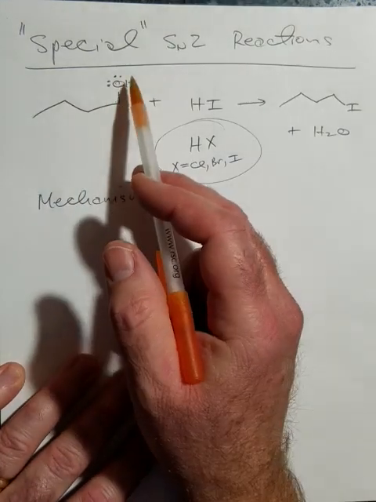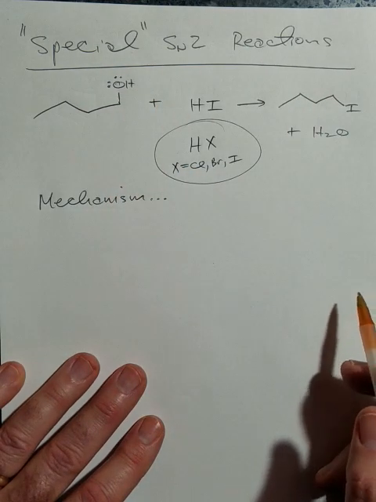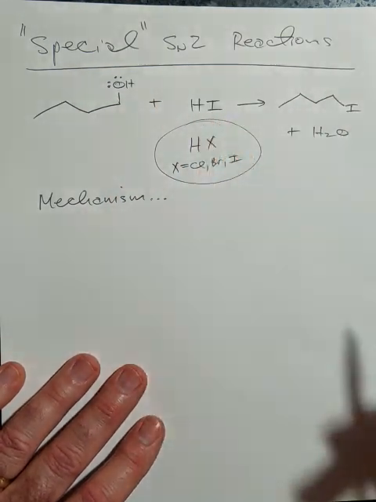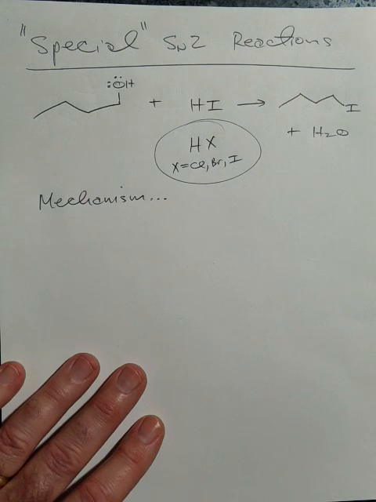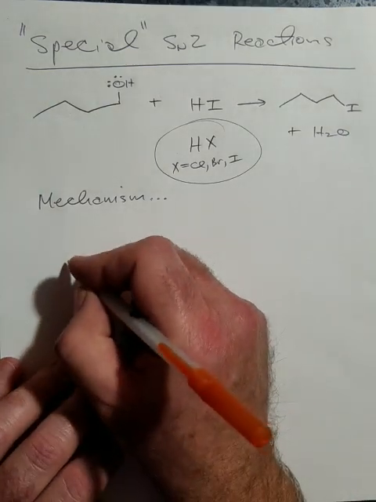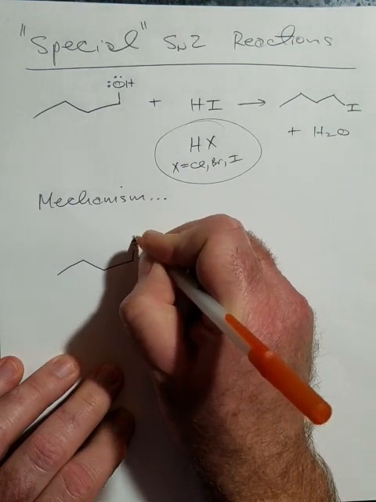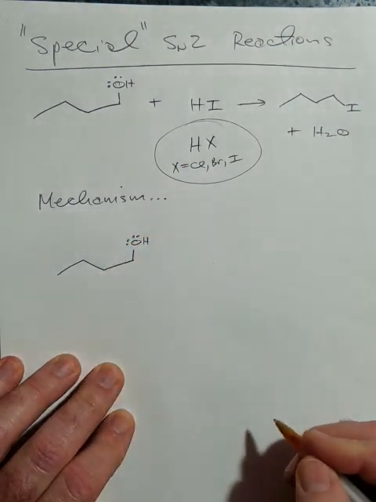This substrate, for example, looks like it's got a poor leaving group on it. The OH group is a lousy leaving group. And HI is not a recognized nucleophile. Iodide anion, I-, is a good nucleophile, but not HI. So how does the reaction occur? Well, it actually occurs in two separate steps. And the first step is going to take care of all the problems we just mentioned.